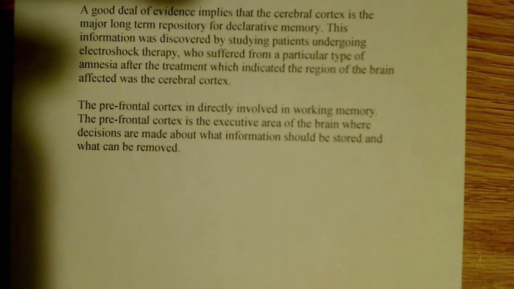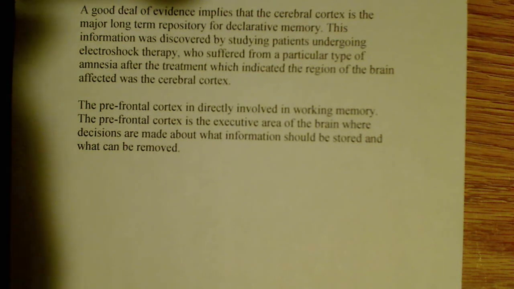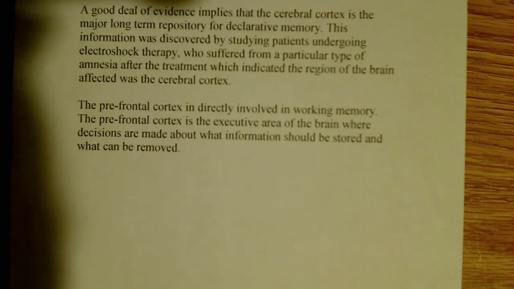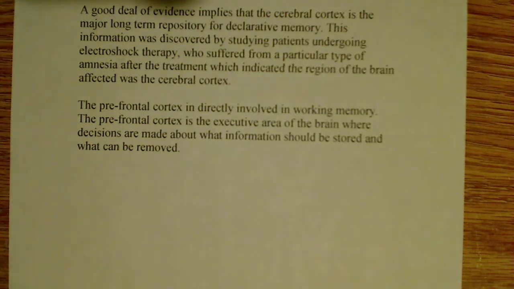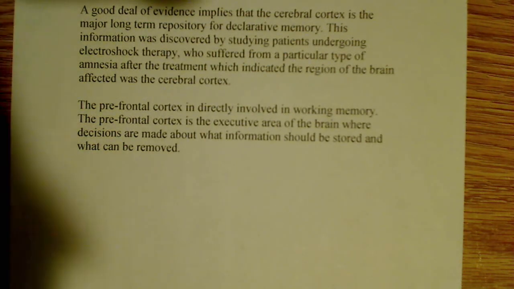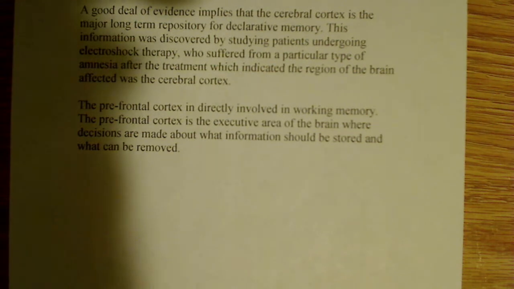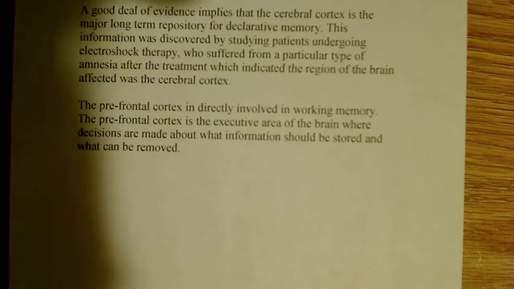And it's also the executive area of the brain. We call it the executive area of the brain because that's where decisions are made. Okay, it's the part of the brain where what information should be stored and what information should be removed is decided upon. The brain makes these decisions. You make these decisions. I would assume you both consciously and subconsciously make these decisions in a sense. You don't necessarily always think about them, but you kind of know what's important and what's not. So you need this area of the brain in order to sort through that information.